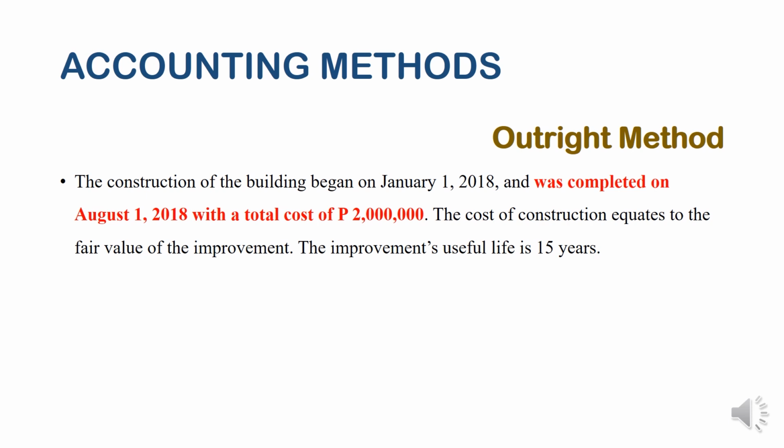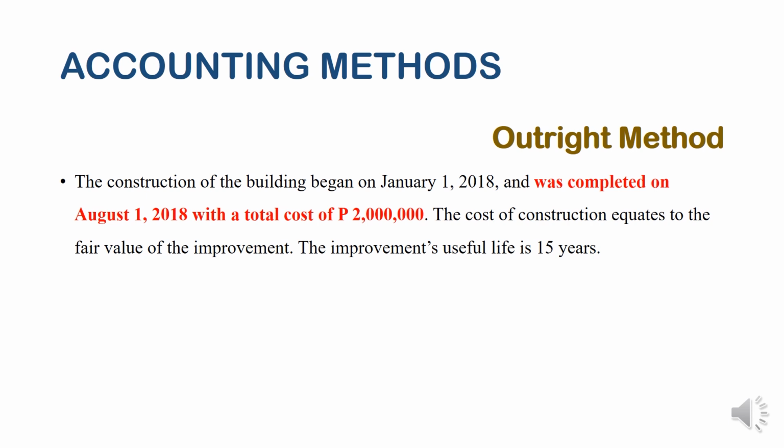The construction of the building began January 1, 2018, which is also the same as the commencement of the lease, and was completed on August 1, 2018, with a total cost of 2 million. The cost of construction equates to the fair value of the improvement. The improvement's useful life is 15 years. So let's analyze this problem.